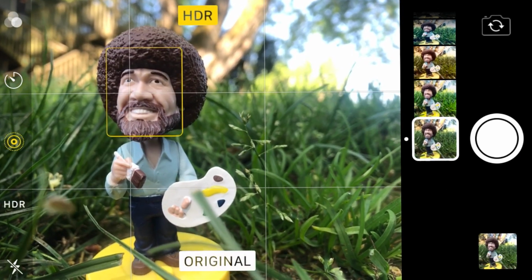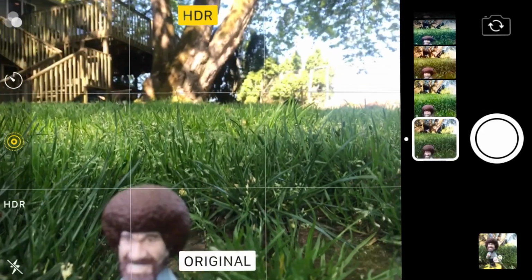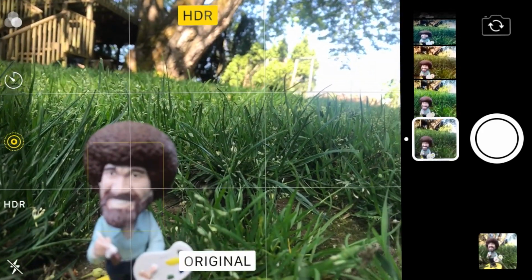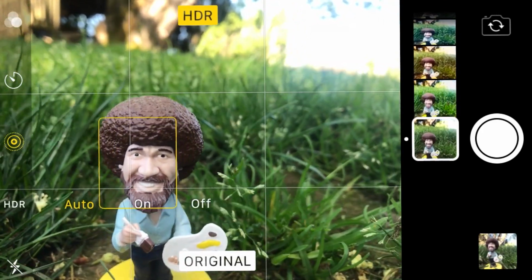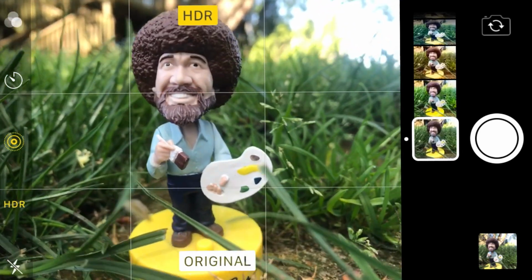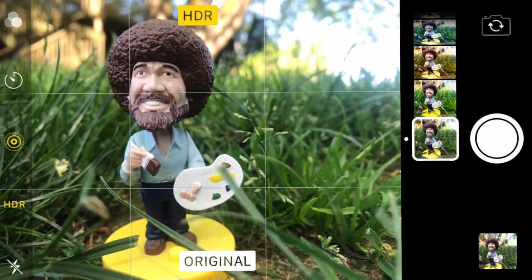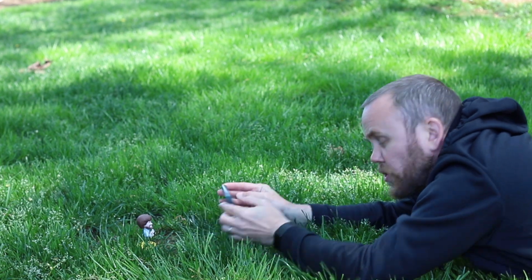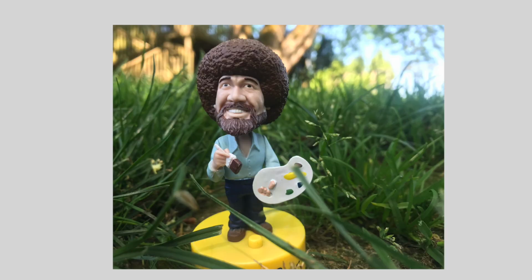That took a ton of photos. I'm not sure what happened. Why am I in some crazy mode? Let's try that again. Let me just go into HDR. Take that picture again. And now you can see that's going to be a more interesting picture of Bob because there's some depth to him.